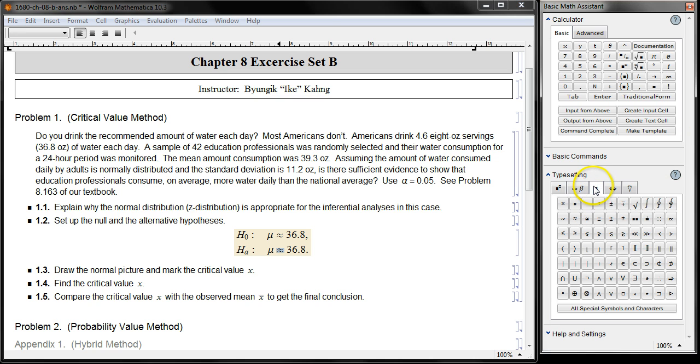It's going to be either significantly bigger, or significantly less, or meaningfully different. Which one is it here in this case? Read the problem. It says more water daily. Do you see that? So it corresponds to more, meaningfully bigger, significantly bigger.